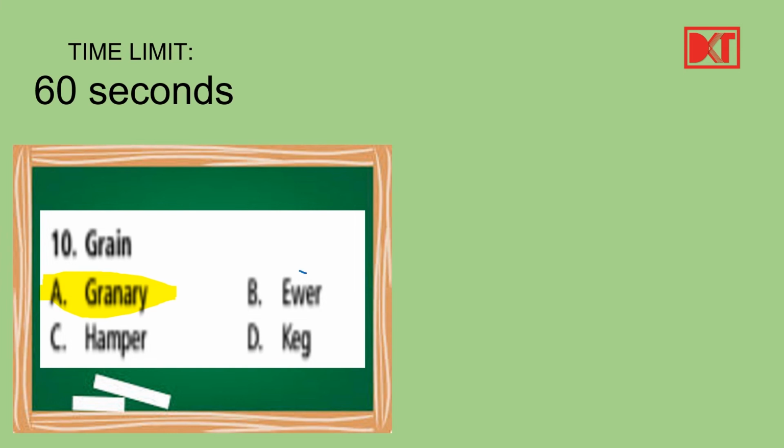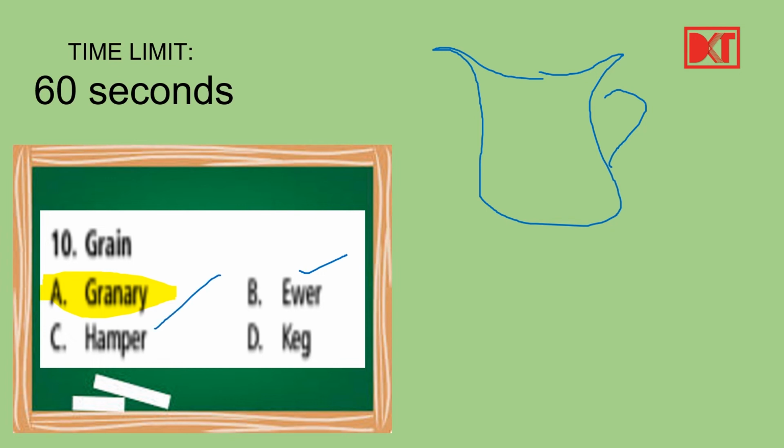Now ewer is what we generally call the jugs that come in a tea set, some sort of this shape of jugs, they're called ewers. Okay, and hamper, we can say hamper is a large basket kind of thing in which a lot of things come mixed together, you know, hamper gifts. All right. Now again we have keg. Now keg is also sort of a metal or wooden container. This is usually used for alcoholic drinks. All right.